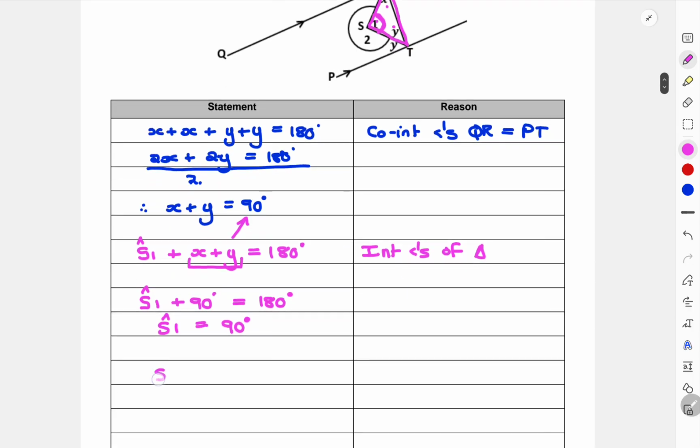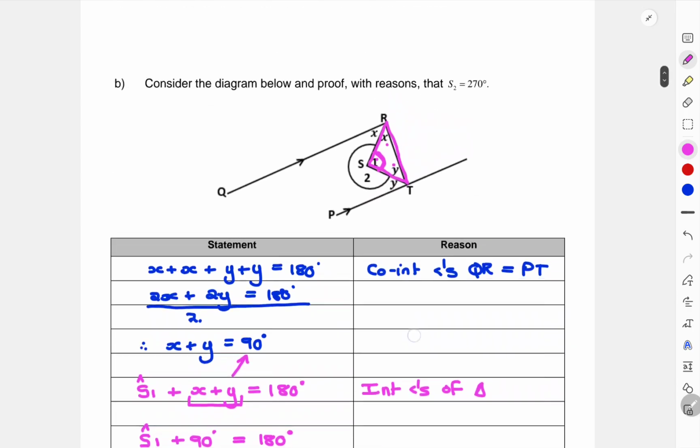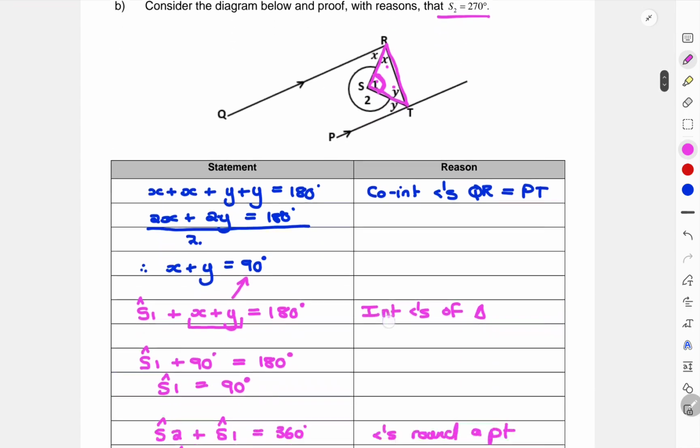So now lastly I can say S2 plus S1 is equal to 360 because of angles round a point. Thus S2 plus 90 is equal to 360. Thus S2 is equal to 270 degrees. And that is what they asked me to prove.